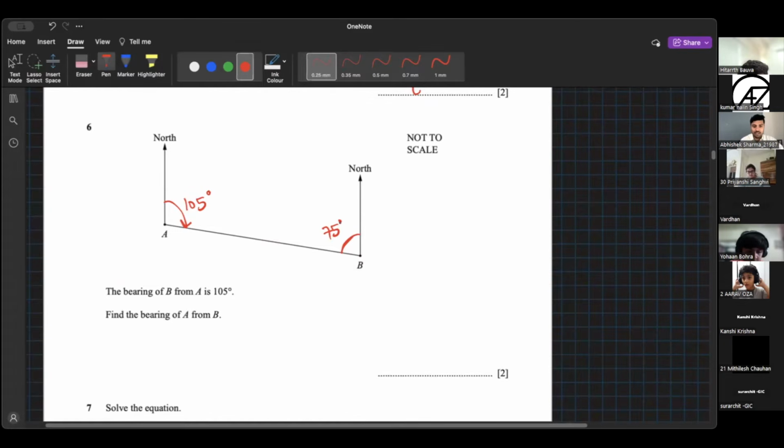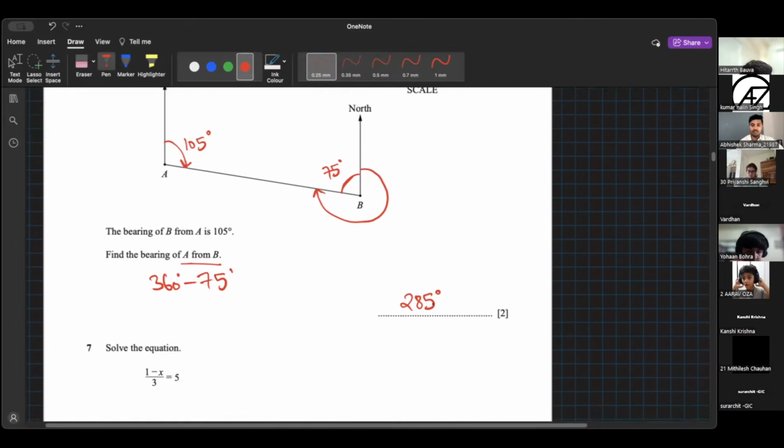Now it says find the bearing of A from B. So the rule of bearing says that we start from north, go in a clockwise direction, and write in 3 significant figures. So this is the angle that they are asking for. So this is going to be 360 degrees minus 75. So simply do 360 minus 75, that is 285 degrees. 285 degrees is the answer. Clear?